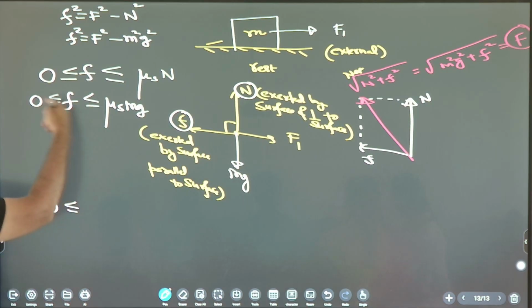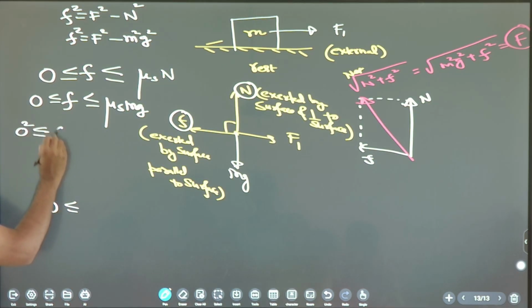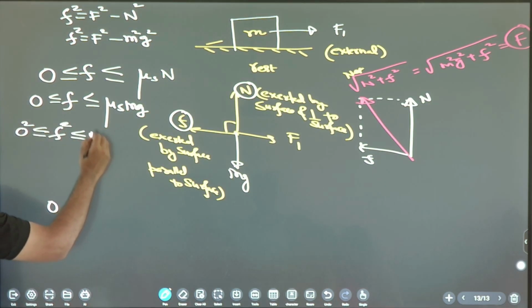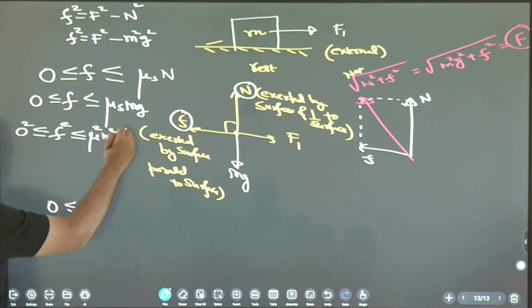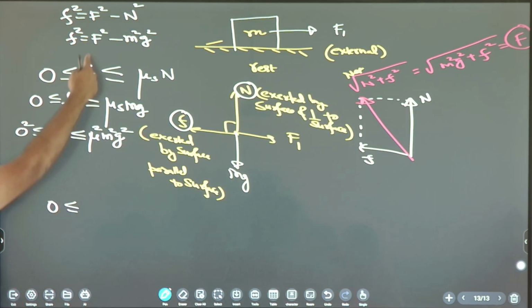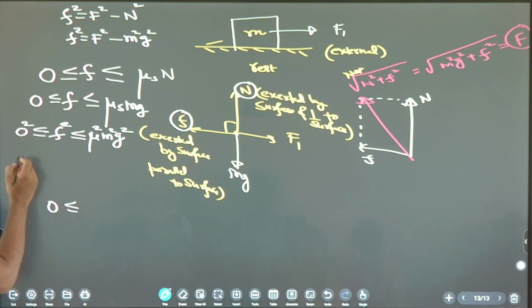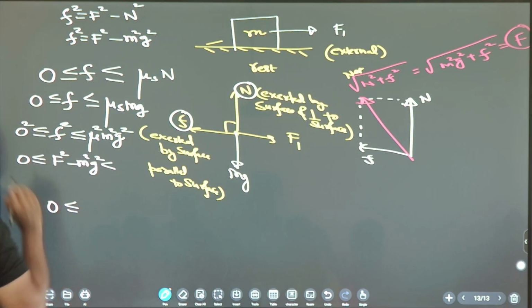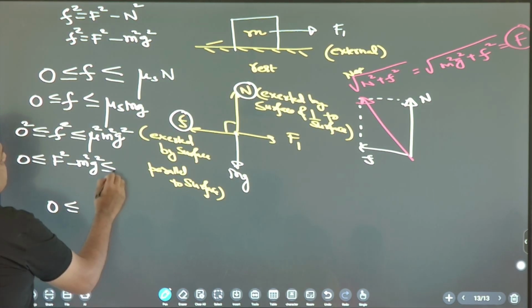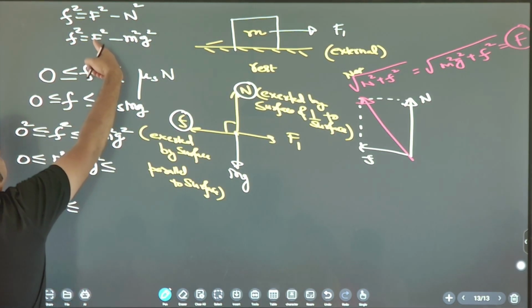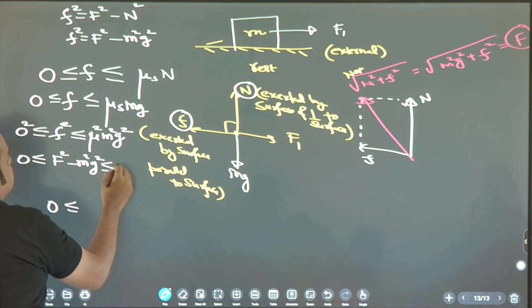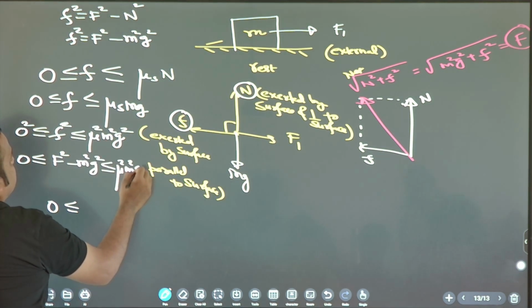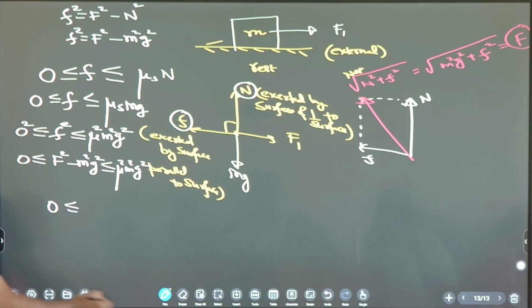Okay, one more thing you can do. You can do square on both sides. So 0 square is less than equal to f square less than equal to mu square m square g square. Now f square you put from here. So 0 less than equal to capital F square minus m square g square less than equal to mu square m square g square.